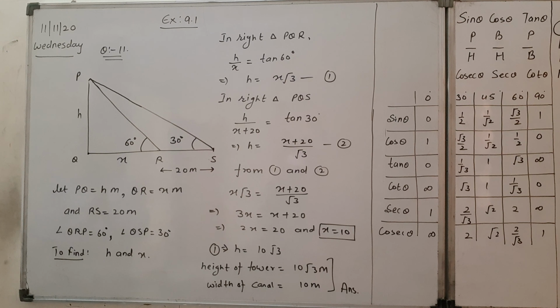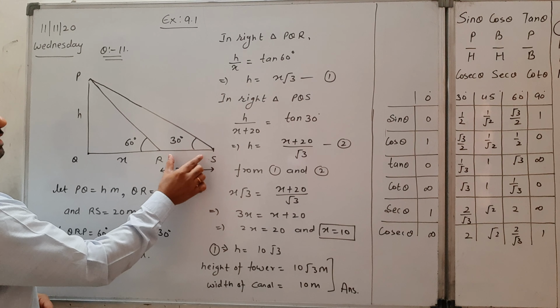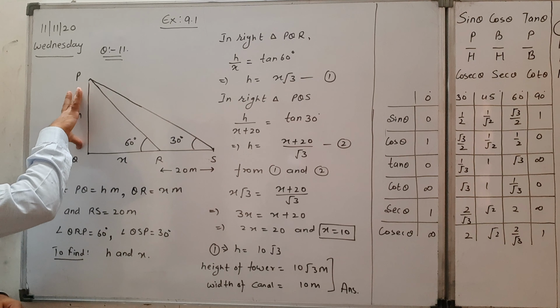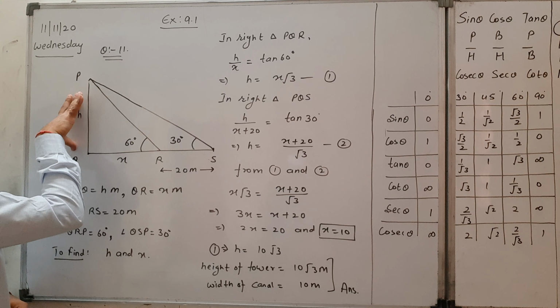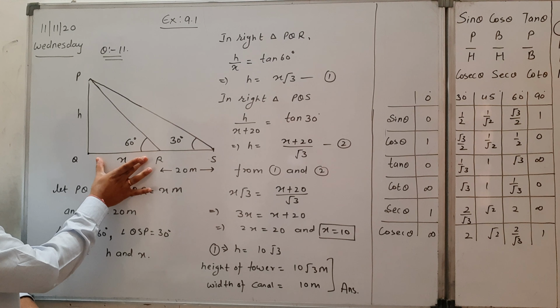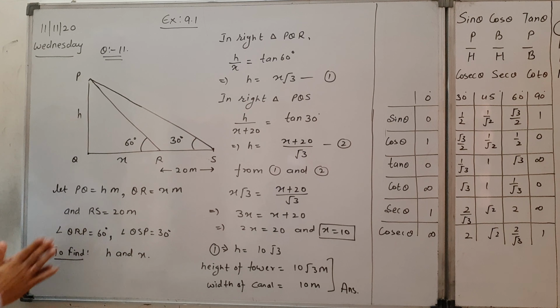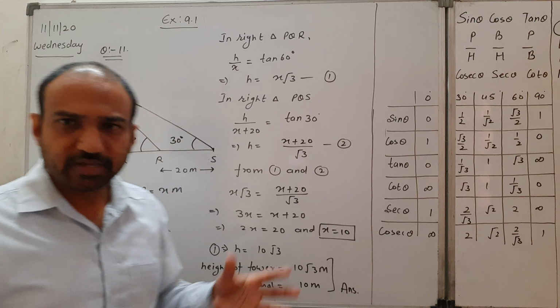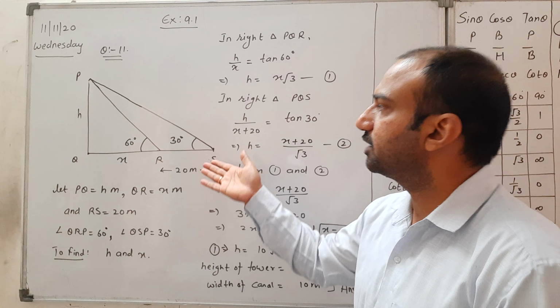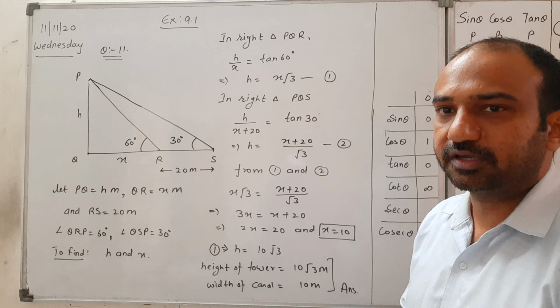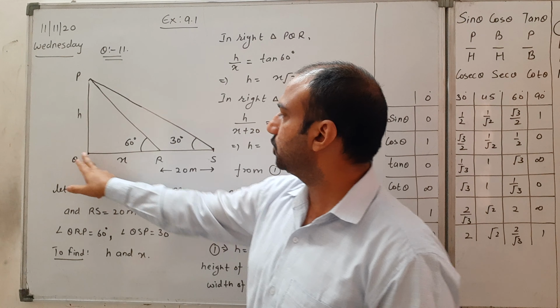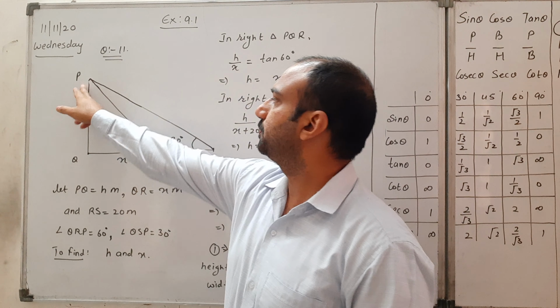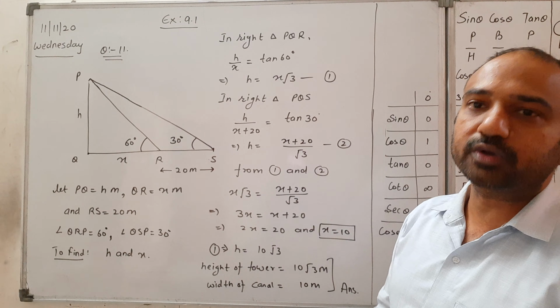So in this question I have written the given information. Let PQ be H. I have supposed PQ is H and QR is X, and RS is given as 20 meters. PQ is the tower and we want to find its height, and QR is the canal and we want to find its width also. In this figure we have a common trick for this type of sums: we have to identify two right triangles formed in the figure. The first right triangle is PQR and the second right triangle is PQS. So I want to use these two right triangles.